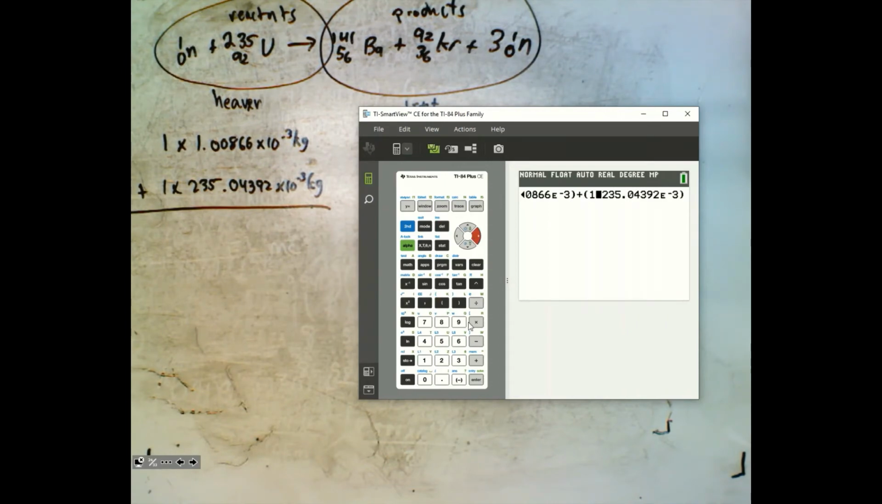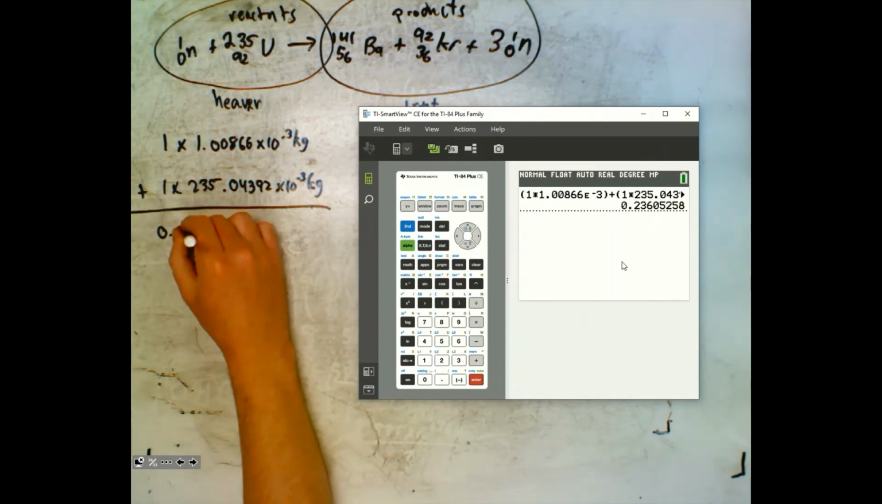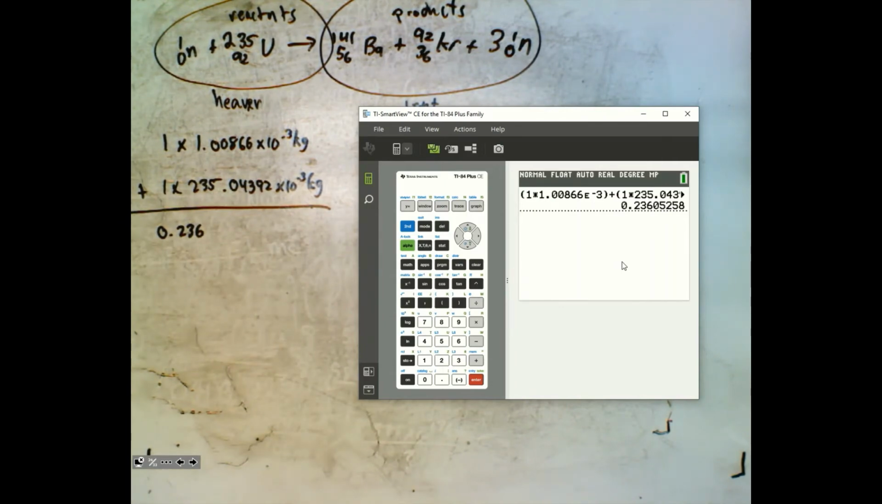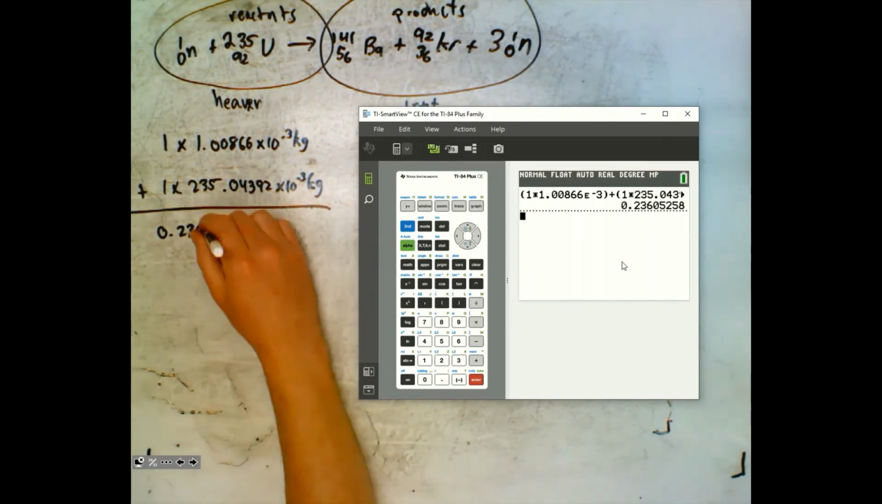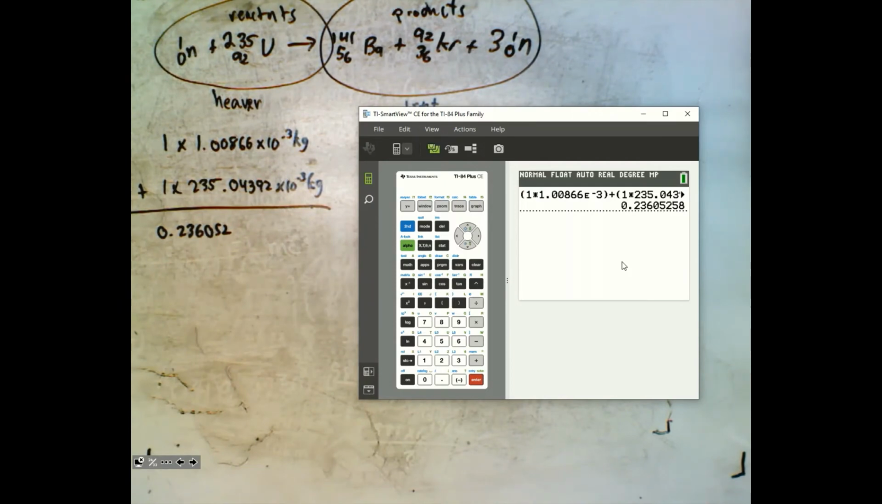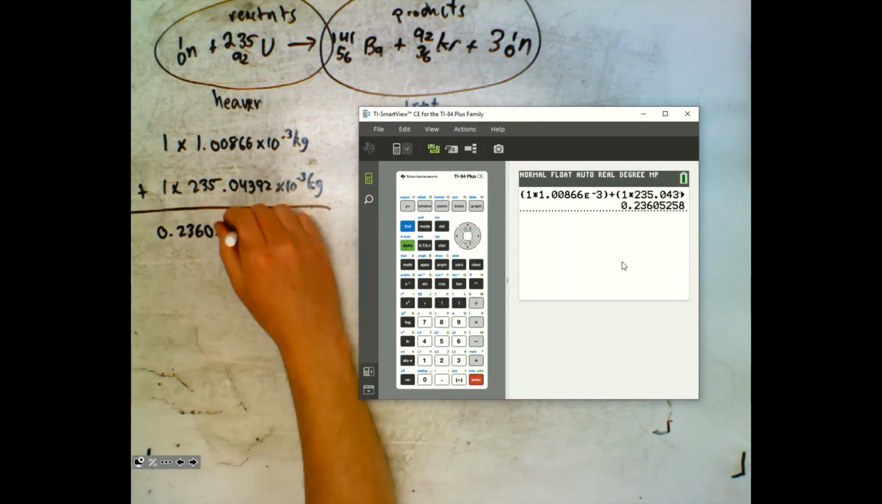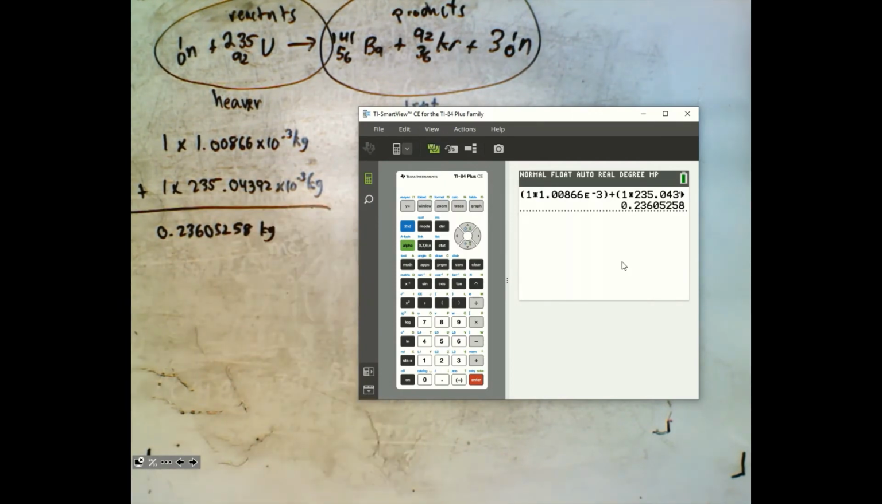And it's 1 times, not 1 point. Okay, and I think that's all good. So that's going to be my total mass, the mass of my reactant, which is 0.236 0.05258. Okay, so make sure you're trying this along in your calculator and make sure you get that answer.